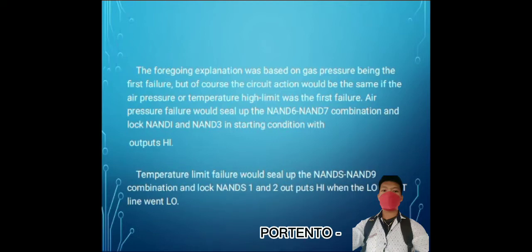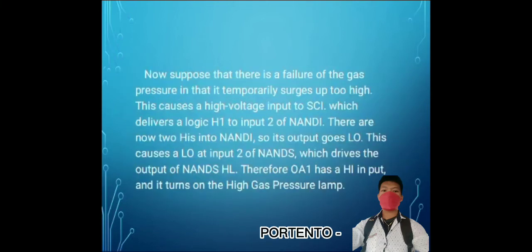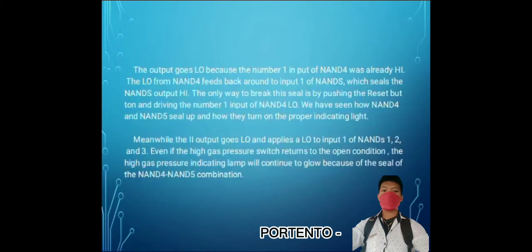So, balik po tayo dun sa una. Dito daw, ang output dito sa low ay dahil ang number 1 sa output ng 94 ay na high, na ang low mula sa 94 ay bumabalik sa input 1 ng this. Nagsisell sa NAND's output high. Ang tanging paraan upang masira ang selyo na ito ay pamamagitan ng pagpindot sa i-reset, at paghihimok ng number 1 sa input 1 ng 94 low.